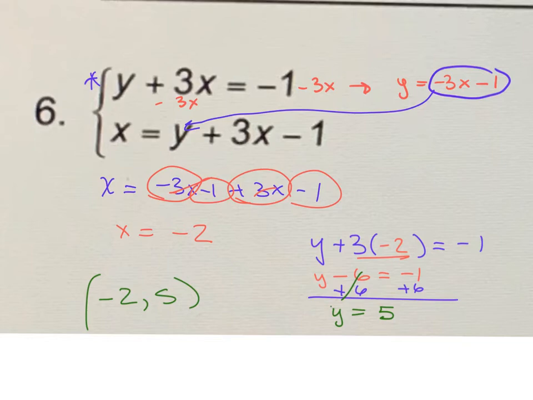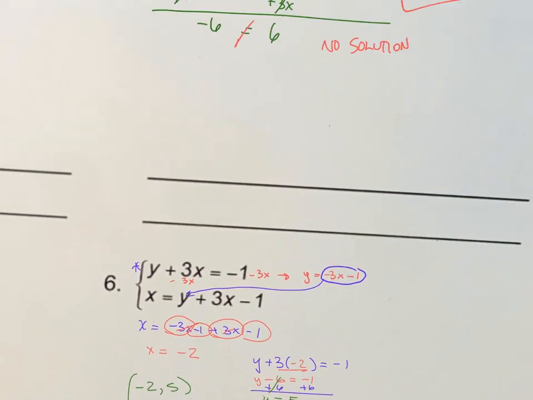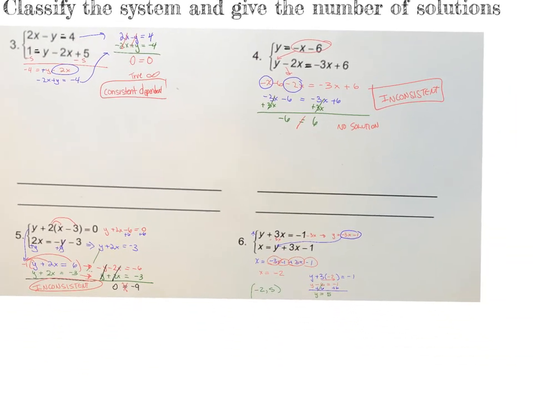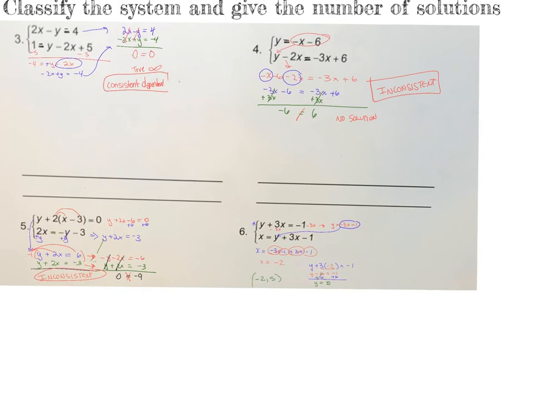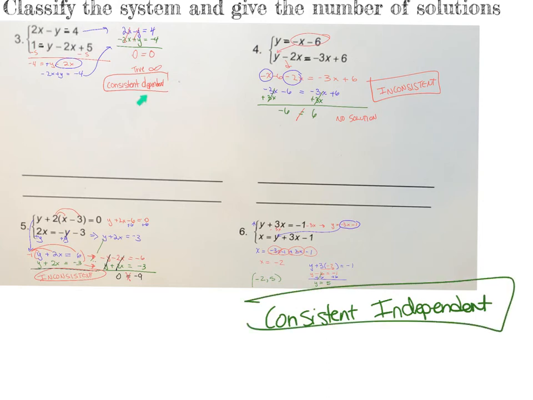Now, the question asked to identify or solve and classify. So I got an answer. That means that I am consistent. However, I only got one answer. And if I only get one answer, you have to remember that this means that you are consistent, independent. So if you get infinite solutions, you are consistent, dependent. If you get only one solution, which in this case is negative 2 comma 5, you are consistent, independent.